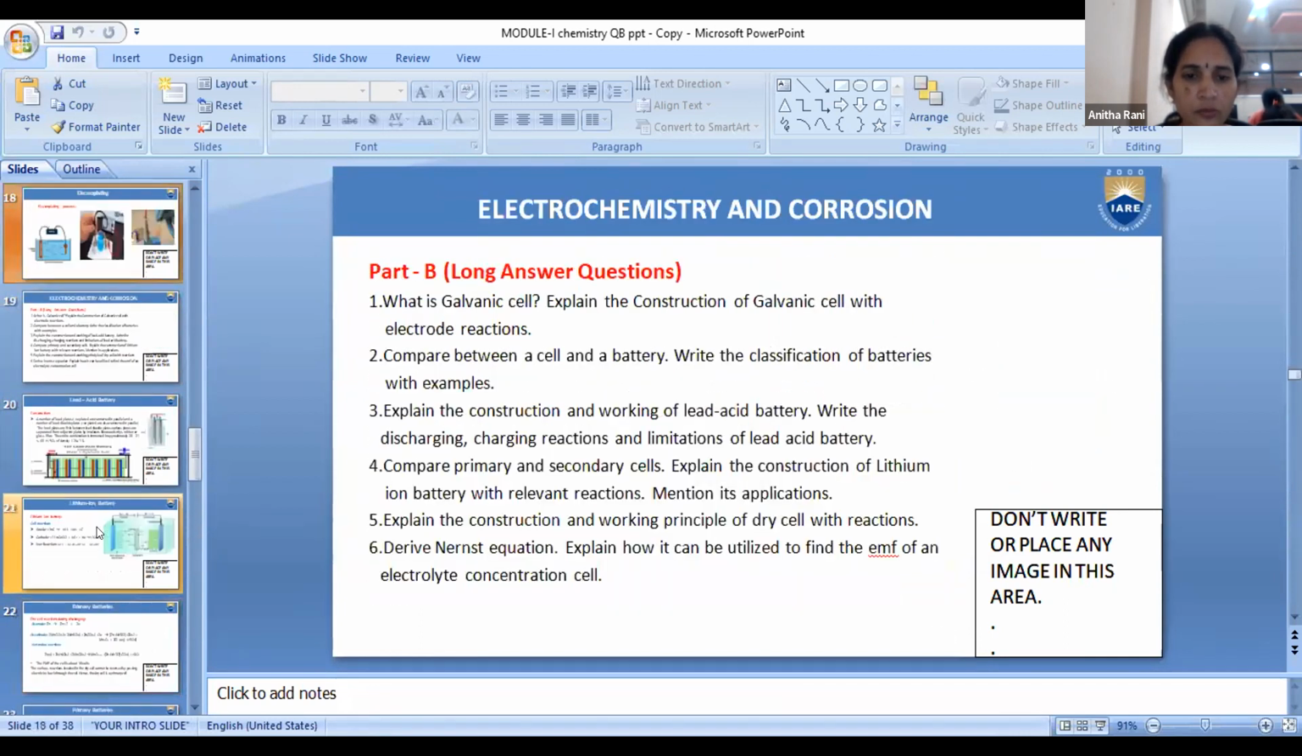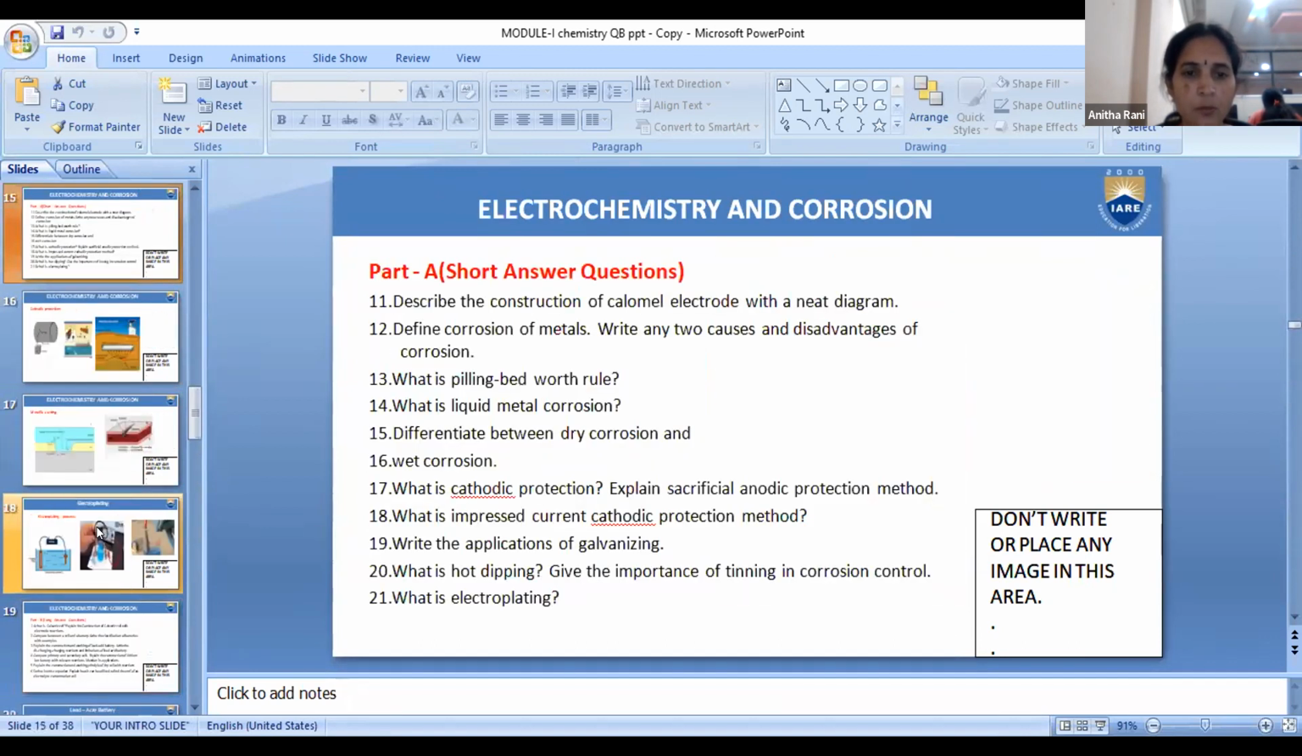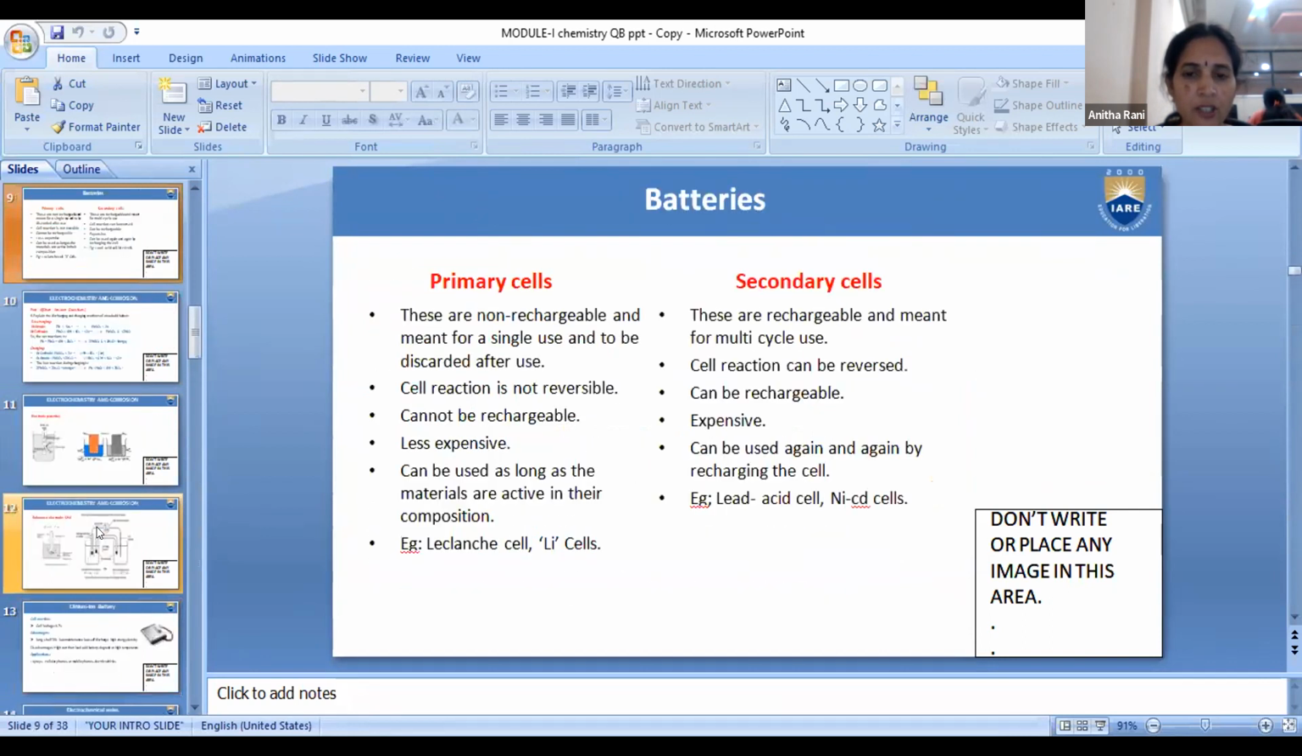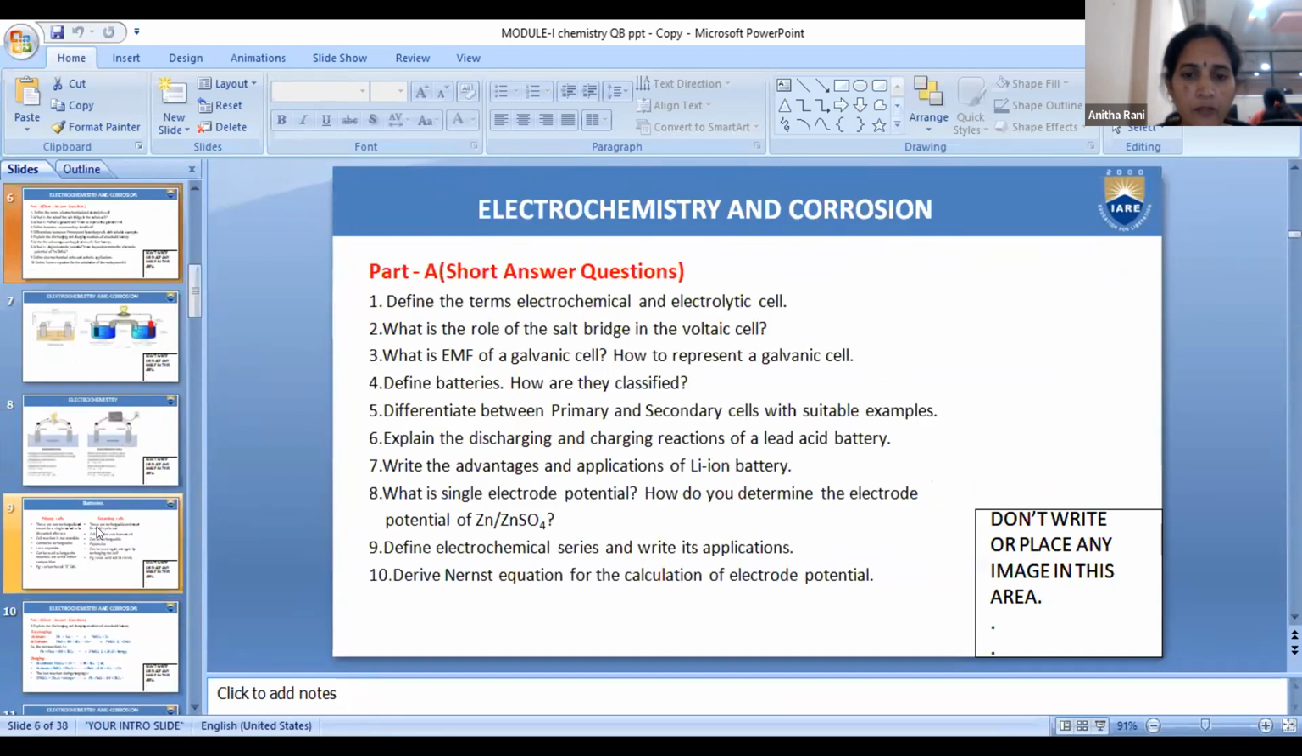Once you see that representation of a galvanic cell, you have to write anode, electrode, electrolyte, cathode, electrolyte, electrode, and those two are connected with a salt bridge with a double vertical line.